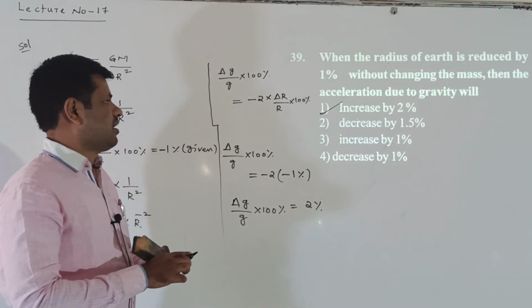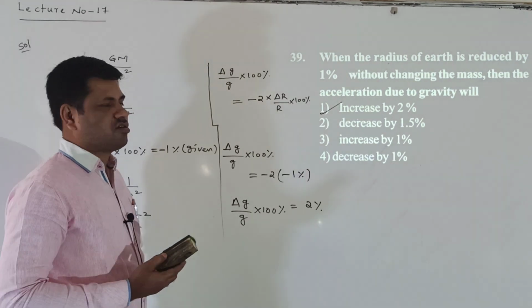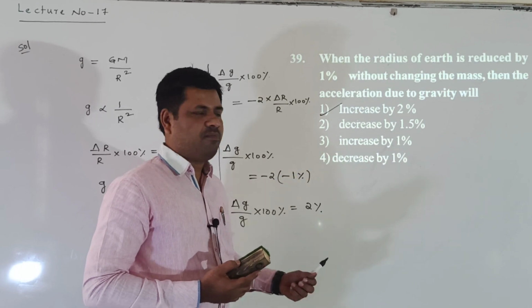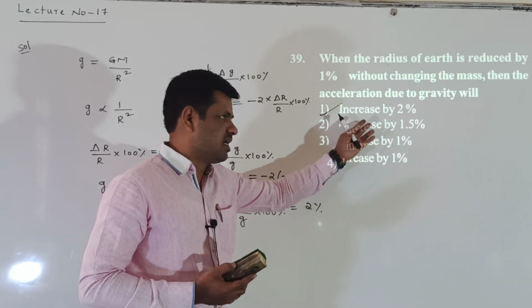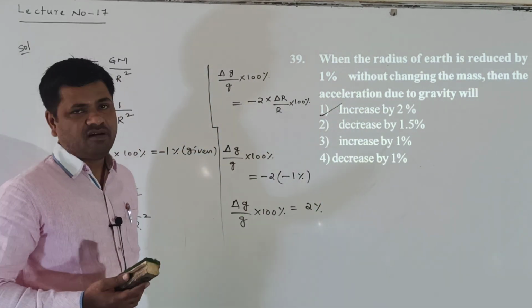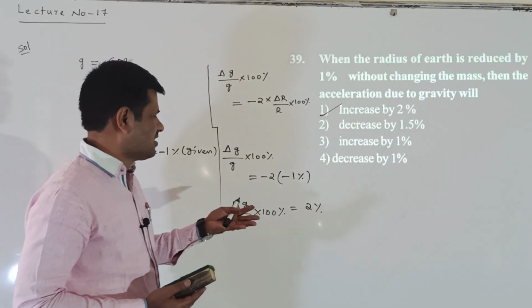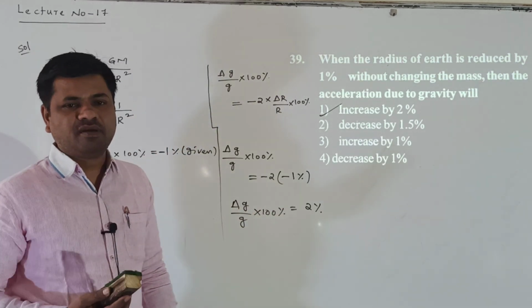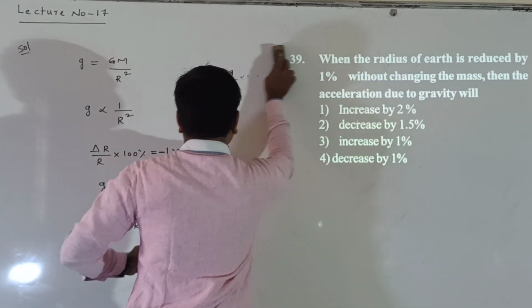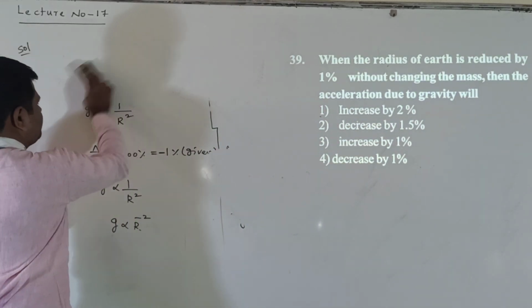Okay, clear? Right, which option is correct here? The first option is correct. The others, decreases by 1.5, increases by 1%, decreases by 1%, are not correct. You can say directly that the first option is correct, but it is an increase. Why increases? Because a plus value is coming, it means increases. Okay, this is based on the error topic.